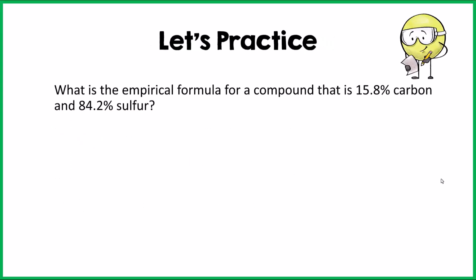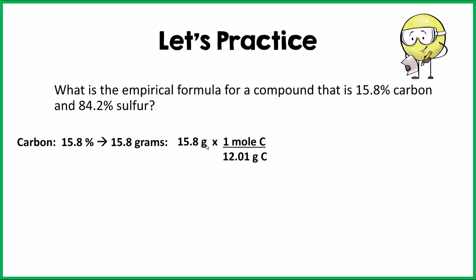What is the empirical formula for a compound that is 15.8% carbon and 84.2% sulfur? So first of all, we're going to convert percent to mass. So if we have 15.8% carbon, we're going to make that 15.8 grams of carbon out of 100, theoretically. And then we're going to convert to moles. So we use the molar mass of carbon to do that. And we're putting grams on the bottom here to cancel them out. Gives us 1.32 moles of carbon.